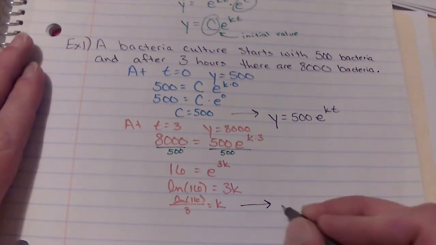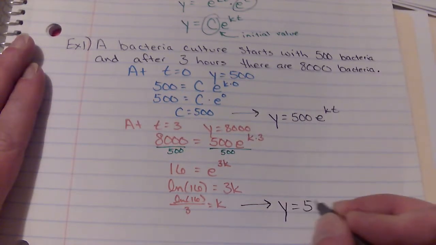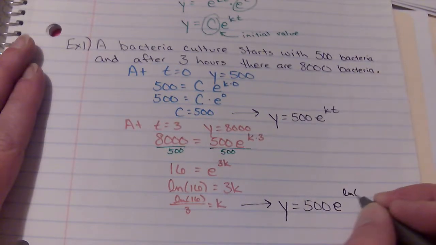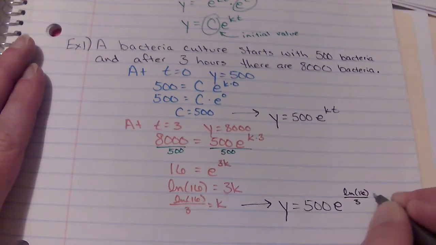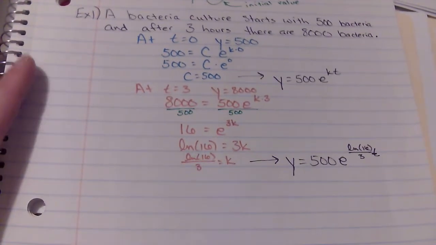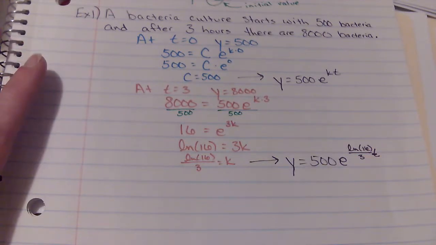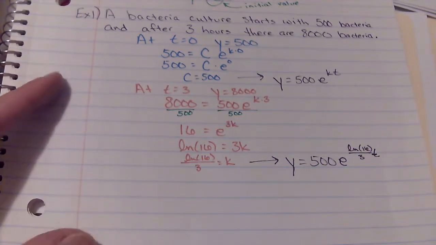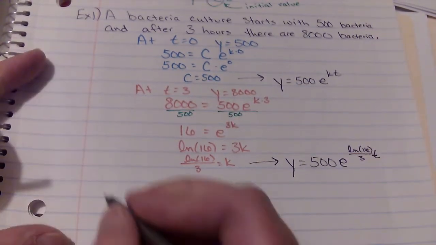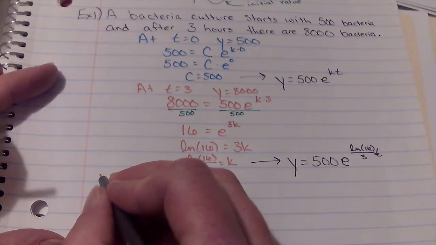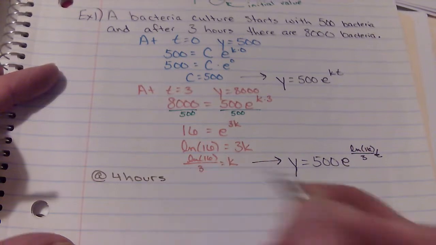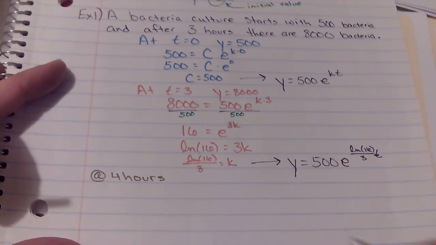My real equation is y equals 500 e to the natural log of 16 divided by 3 times whatever time I have. Once I have that equation, I can answer any question they give me. What if they asked, what's the number of bacteria after 4 hours? So what are they asking at 4 hours? How many bacteria do I have? Well, I'm just going to plug in 4 in there.